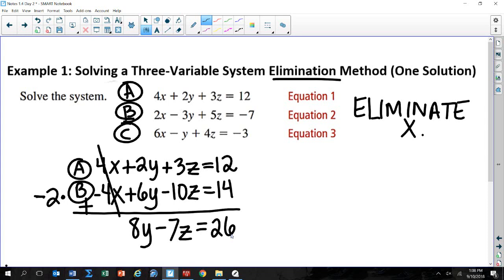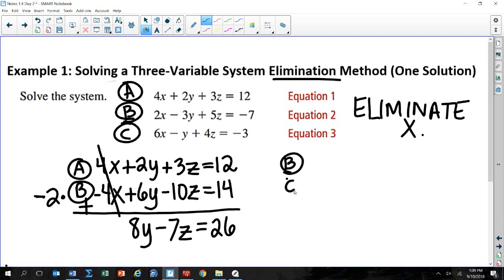Okay? So I'm going to put a pin in that, and I'm going to choose two other equations. I've already done A and B, so pick another set of two. Let's just go ahead and do B and C. Okay? I'm going to do the same thing. I'm eliminating the same variable. If you chose to eliminate x at the beginning, you are still eliminating x. Do not pick a different variable. Okay? So we're still working on eliminating x.